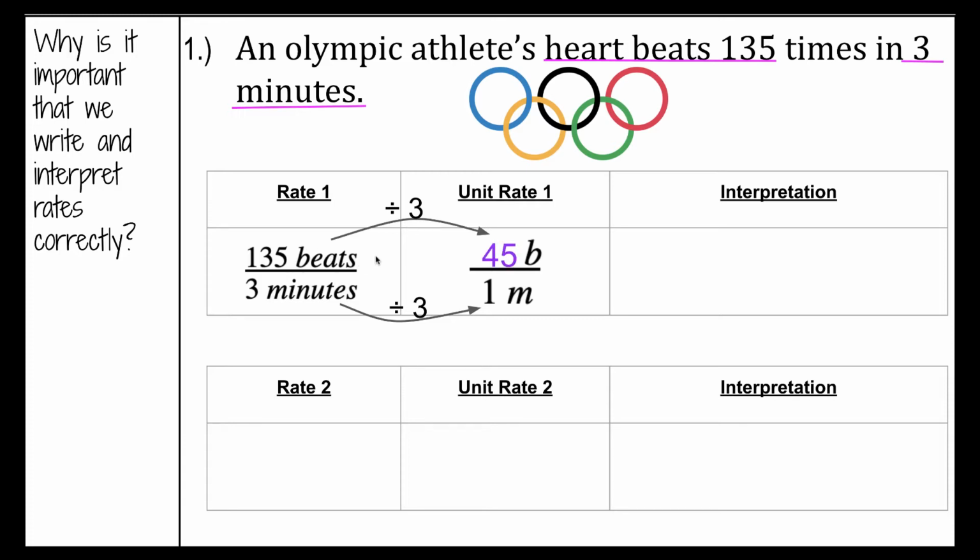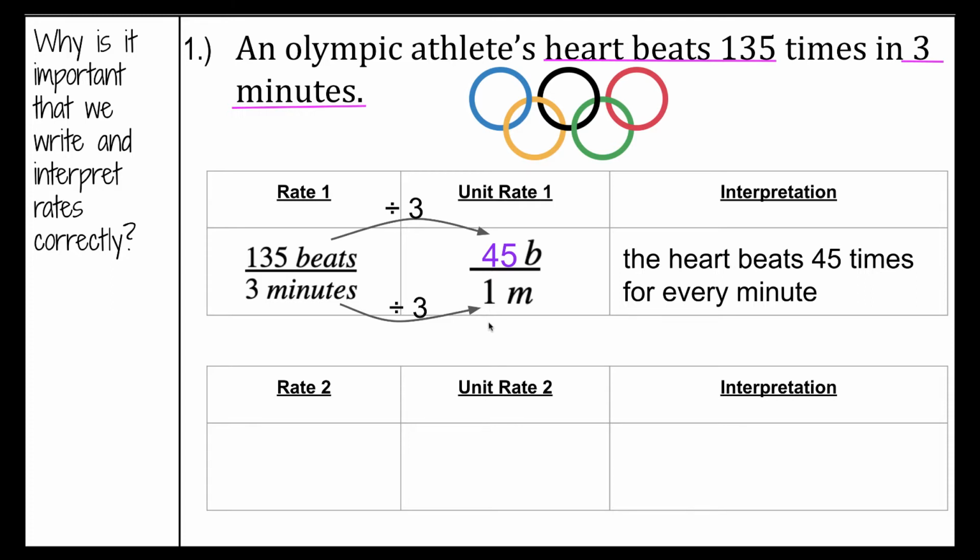I get 45. Let's interpret this unit rate that you see in front of you. What does it mean? Think about how Mr. Math Antics described the vehicle problem in his video. Well, 45 beats, what are words that you can say to represent this fraction bar? For every, for each, per. The heart beats 45 times for every minute. There's an interpretation of that unit rate. Pause the video to write that down.